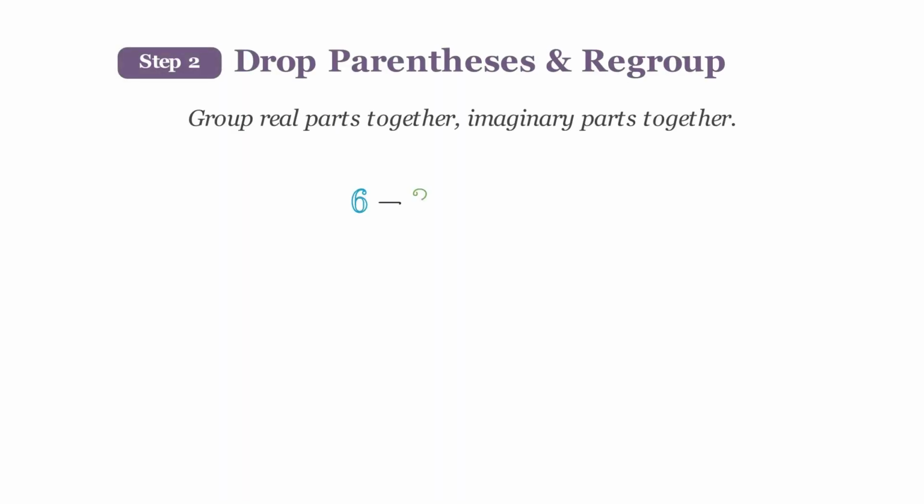Step 2. Drop the parentheses and regroup. Now that the negative is distributed, the parentheses are gone. We rewrite everything in one line. 6 minus 3i plus 4 plus 7i. Group the real parts together and the imaginary parts together. Real parts, 6 and 4. Imaginary parts, -3i and +7i.